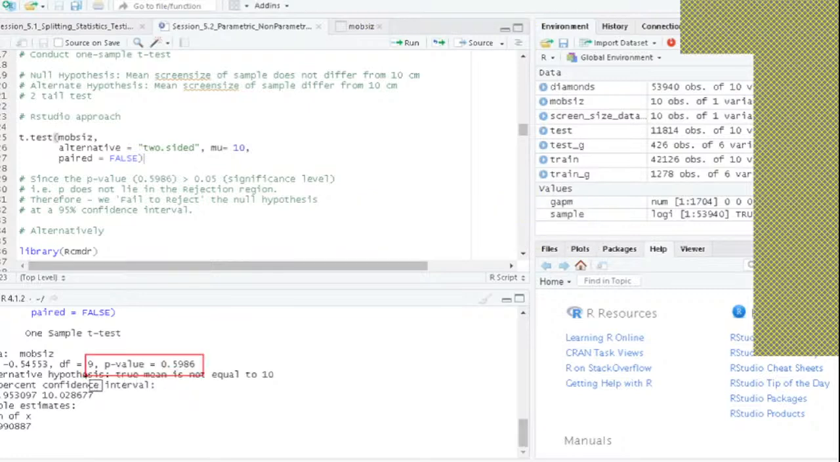And you got the p value 0.5986? Type p in the chat window. P. Okay, now you've got the p value.